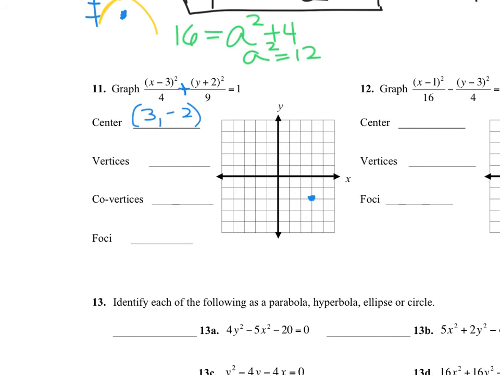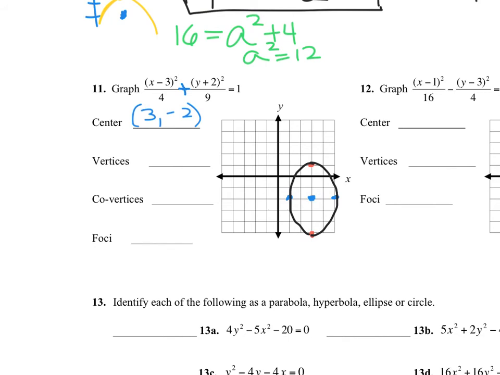So you're going to go 2 in each direction, left and right. And then we're going to go up and down. 1, 2, 3. And 1, 2, 3. Okay. And then we can draw our ellipse. Don't forget to actually draw it after you plot the points.